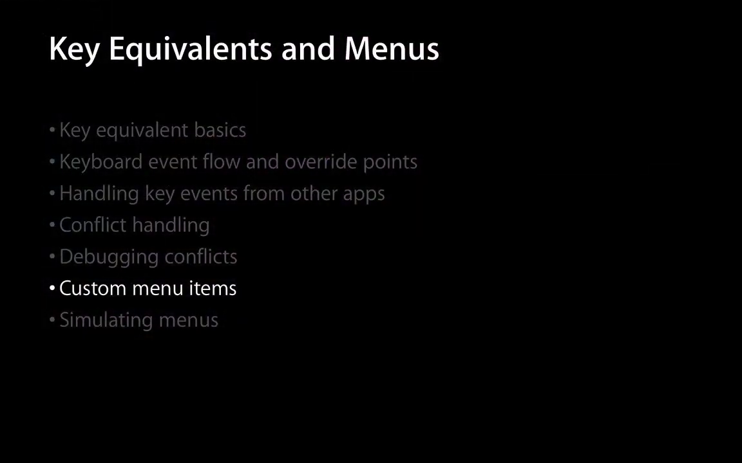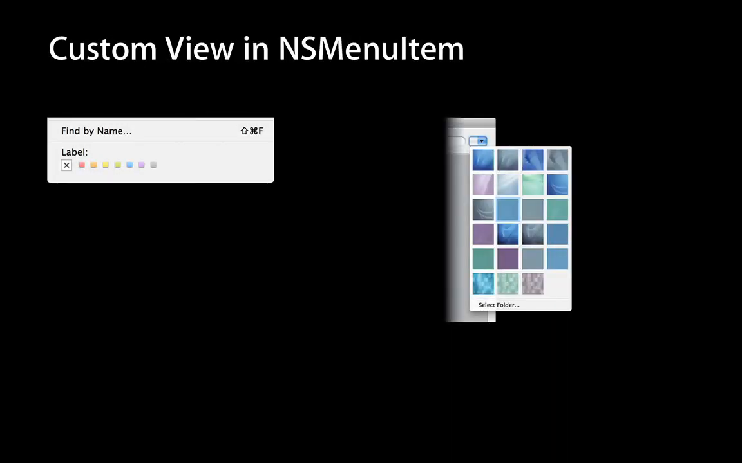So first, let's talk about custom menu items. Whenever you can, it's preferable that you actually create a custom view and put that in a menu when what you really want is true menu behavior. This is the most appropriate way to do it, and the most future-proof way of accomplishing that. And so this is our analog to what they're doing in the Finder. It's the exact same thing.